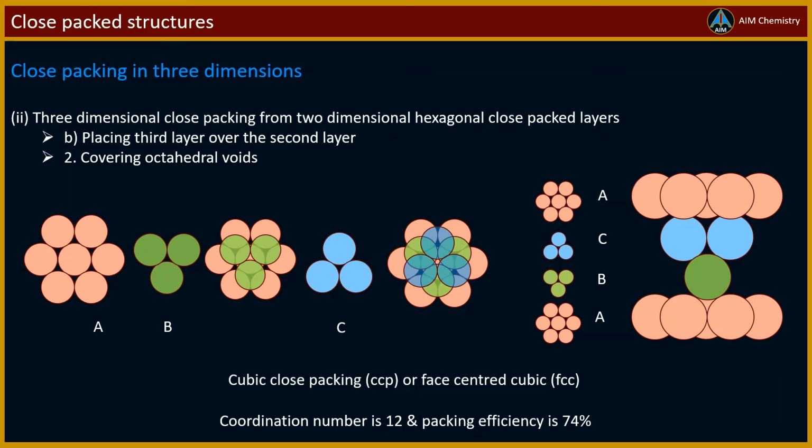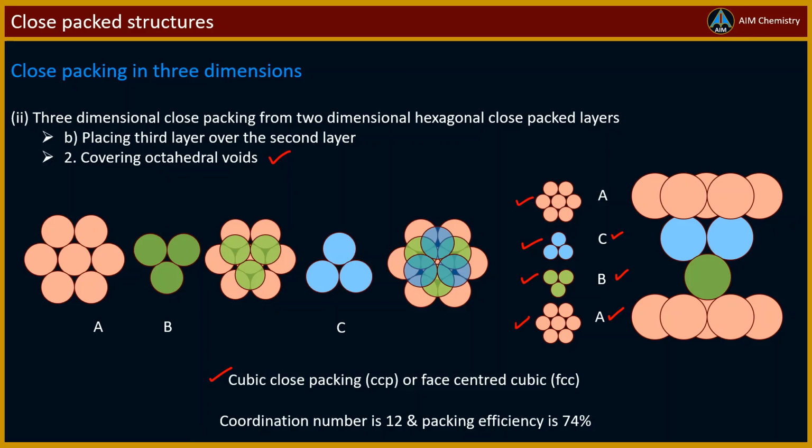Second possibility is covering octahedral voids. In this case, the spheres of the third layer are arranged in such a way that octahedral voids get covered. That is, the third layer is completely different from the first and second layer, but the fourth layer is aligned with the first layer. And thus the pattern ABC gets formed. This structure is called cubic close packed structure, that is CCP, or face-centered cubic structure, that is FCC. This arrangement is found in metals like copper and silver.